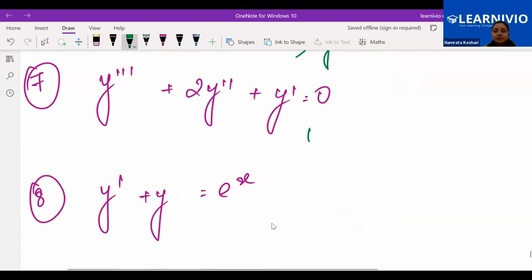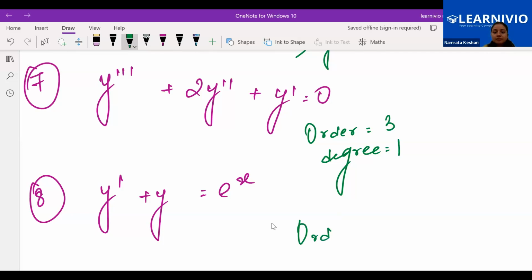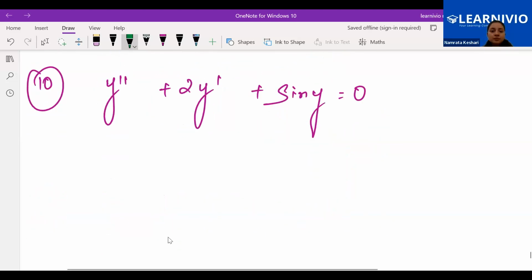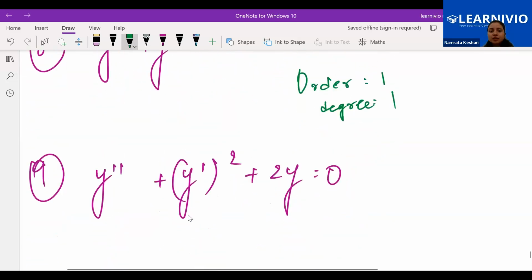Order and degree? Order is 3, degree is 1. Exactly. Order and degree? Order 1, degree 1. Perfect. Okay. Understood? Yes, ma'am. Okay, two more are there.